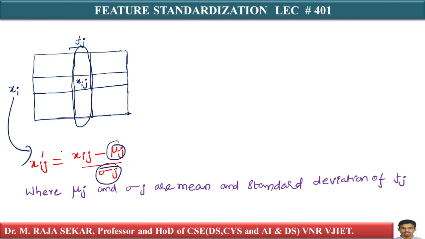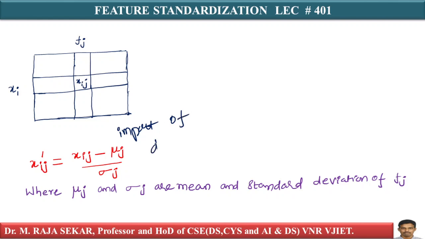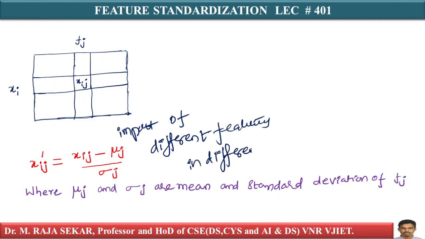What is the benefit of feature standardization? Just try to recall what we discussed. This would avoid the impact of different features being in different scales. I will repeat: this would avoid the impact of different features in different scales.